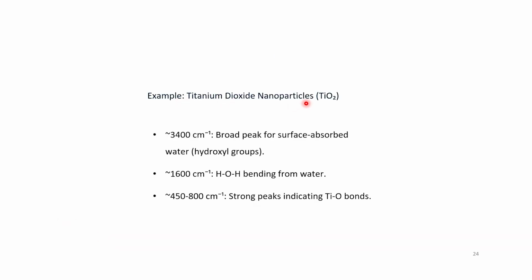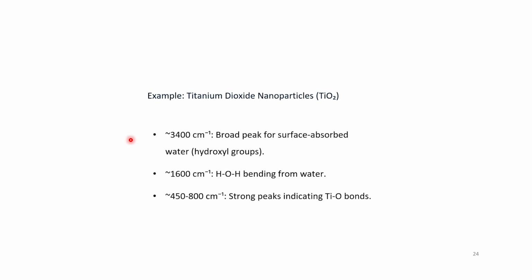Example is titanium dioxide nanoparticles, TiO2, and FTIR. You put this for FTIR analysis and you will be getting peaks at 3400 wave number, that is a broad peak for surface adsorbed water. You put this on the sample plate and analyze its data, and you will see on screen a peak at this wave number, a broad peak for surface adsorbed water hydroxyl groups. You will get that OH bond.